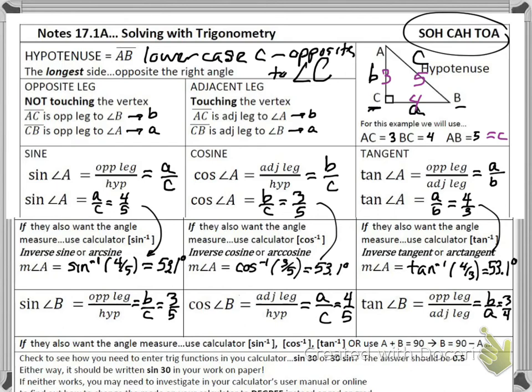Notice that the tangent of A and the tangent of B are just reciprocals of each other. 4/3, 3/4. Look over at sine and cosine. The sine of A is 4/5. The cosine of B is 4/5. Because when you switch from angle A to angle B, what used to be opposite becomes adjacent. What used to be adjacent becomes opposite. Same thing with cosine of A and sine of B. 3/5, 3/5, because what used to be opposite became adjacent. What used to be adjacent became opposite.